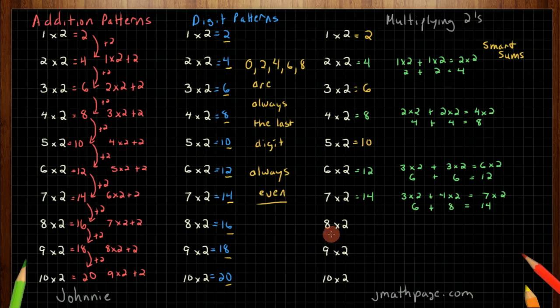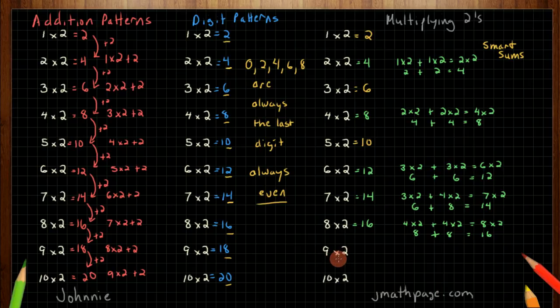Okay, what about 8 times 2? Well, this one becomes easy again because we know that 8 is double 4. So let's use that. 8 times 2 is the same as 4 times 2 plus 4 times 2. We also know that 4 times 2 equals 8. Right? So 8 plus 8 is equal to 8 times 2. 8 plus 8 gives us 16. So we can say that 8 times 2 equals 16.